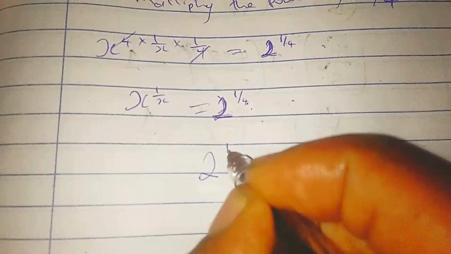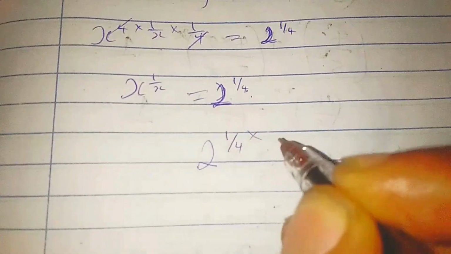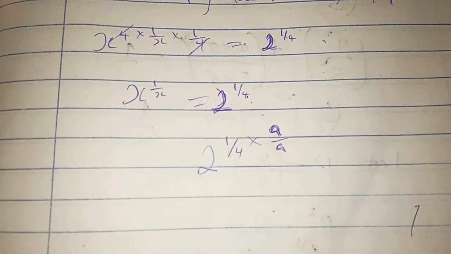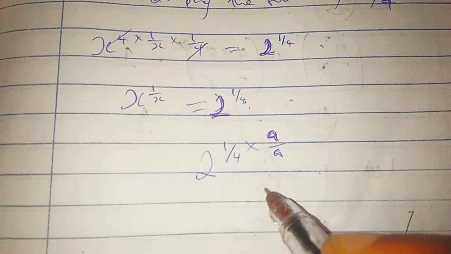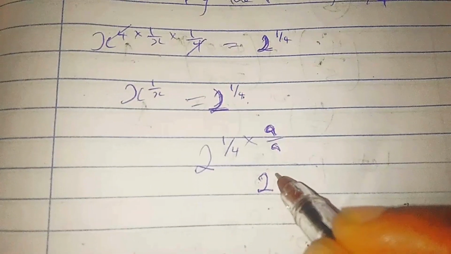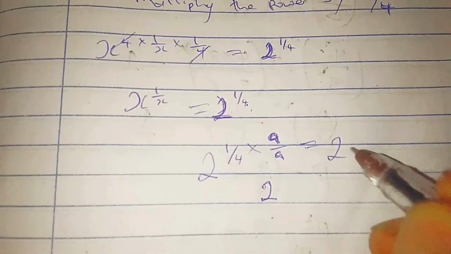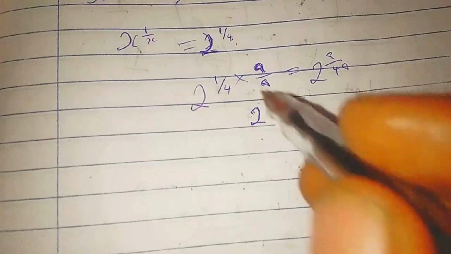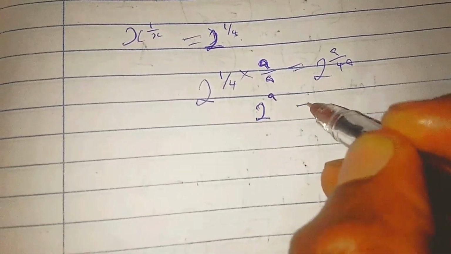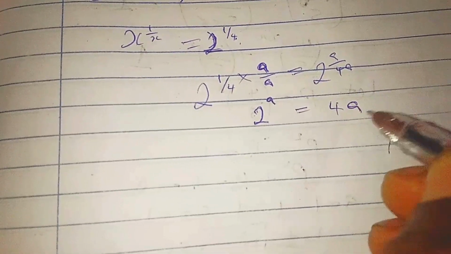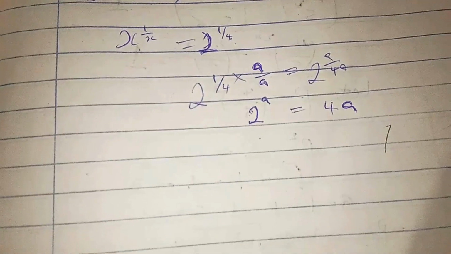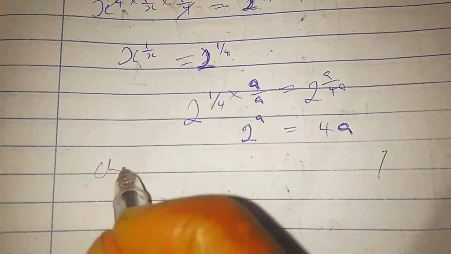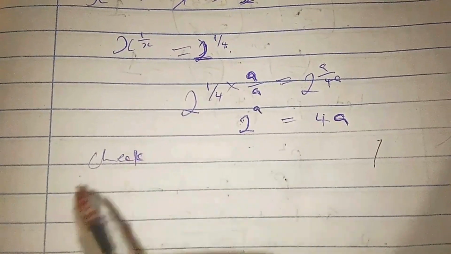Now look at this. We have 2 raised to power 1 over 4. So let's say we are multiplying by, let's say, a over a. And we want it to be such that it will be 2 raised to power a all over 4a. So we want it to be such that 2 raised to power a should be the same as 4 times a. So how do we do that? We make use of the process called checking. So let's check to know the value.